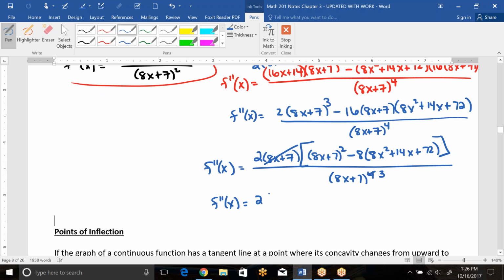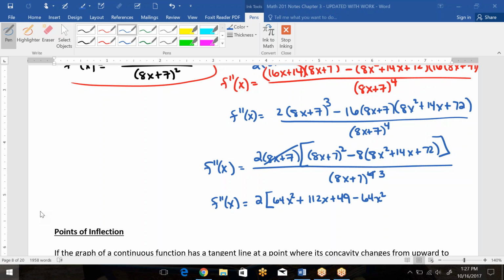So I have a 2 out front. I need to FOIL this. So this would be 64x squared plus 56 plus 56. So that's going to be plus... that'd be 112, yes, x. And then 7 times 7 is 49. Then we need to distribute this negative 8, so that's negative 64x squared. So the x squareds are going to cancel out.